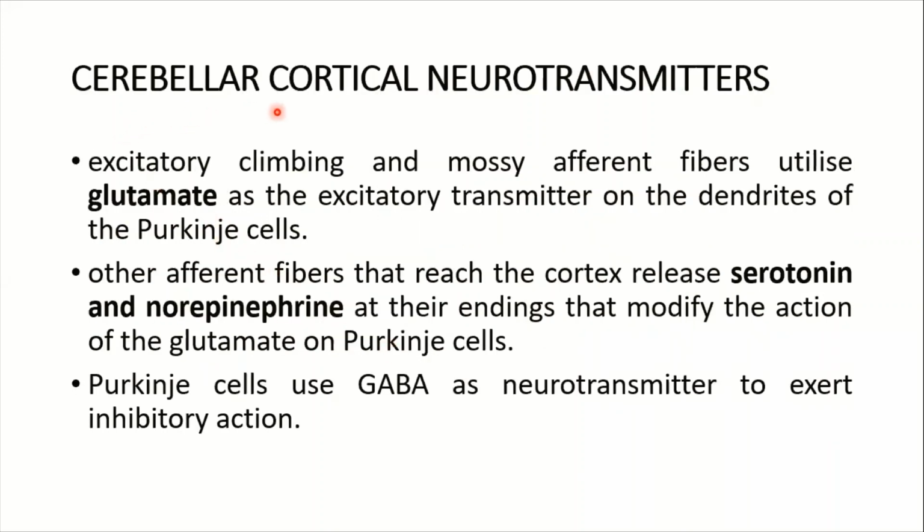So, cerebellar cortical neurotransmitters. Excitatory climbing and mossy afferent fibers utilize glutamate as the excitatory neurotransmitter on the dendrites of the Purkinje cells. Other afferent fibers that reach the cortex release serotonin and norepinephrine at their endings that modify the action of the glutamate on Purkinje cells. Purkinje cells use GABA, gamma aminobutyric acid, as neurotransmitter to exert inhibitory action.